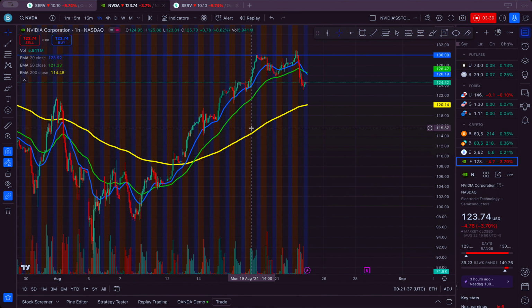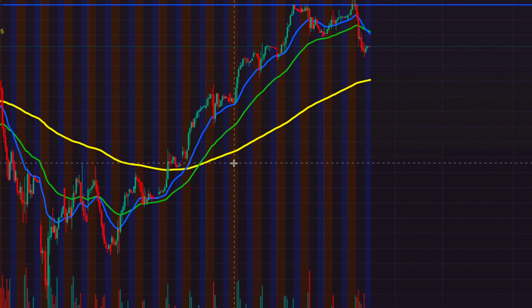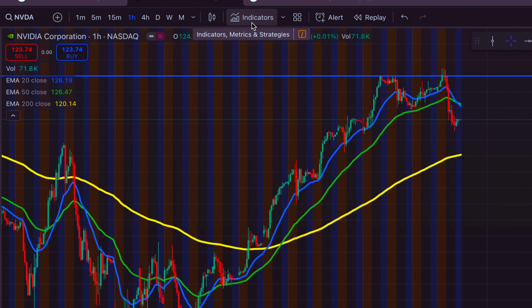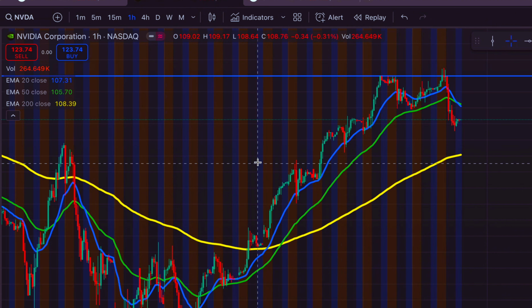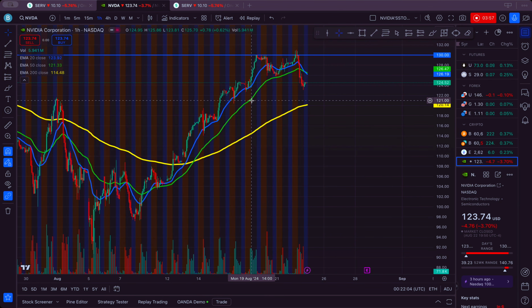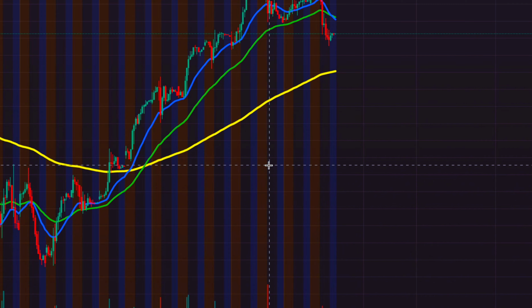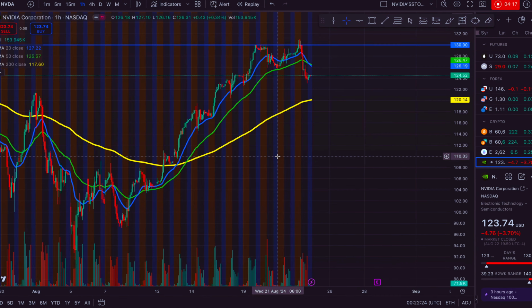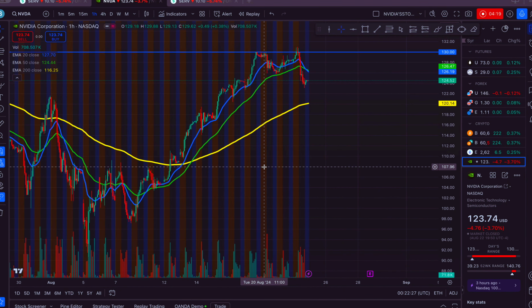Than the simple moving average. On TradingView, you can easily add the 20, 50, and 200 exponential moving averages. Go to the indicators tab and look for EMA, so you can add them easily. I'm not going to show you that here because I already added them to the chart. What they do is help you identify trends and make informed decisions about your trading journey.